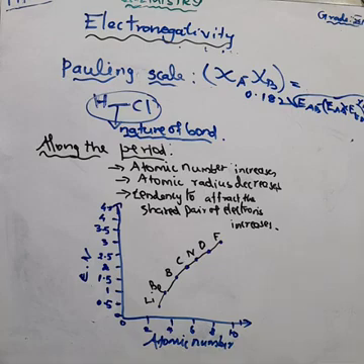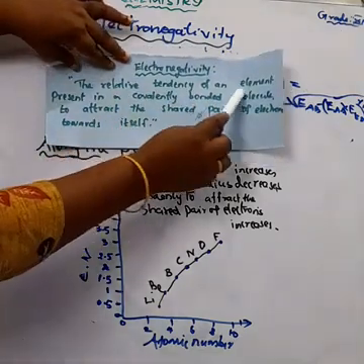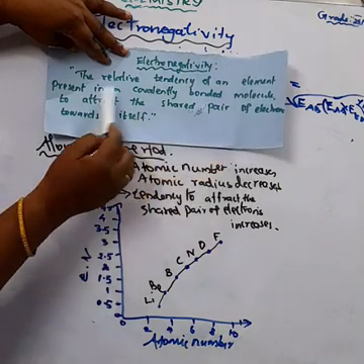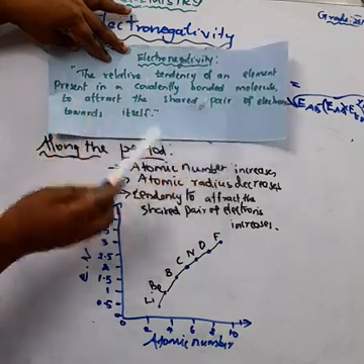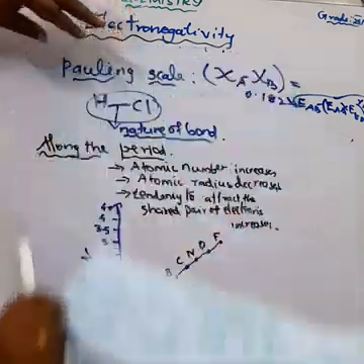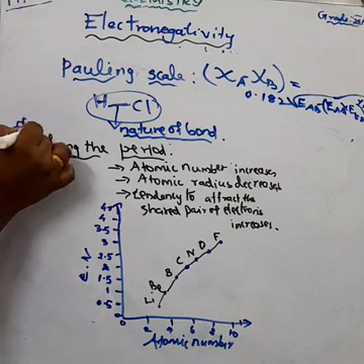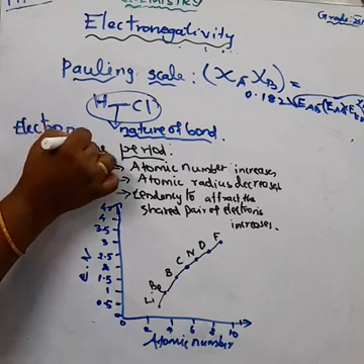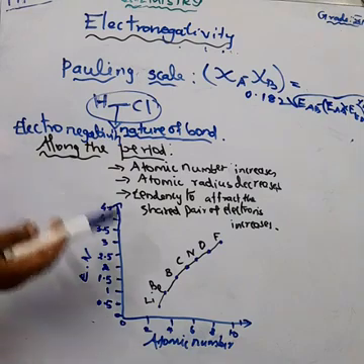Okay, so what do you mean by electronegativity? Important question, a 2-mark question. Electronegativity is defined as the relative tendency, the ability of an element present in a covalently bonded molecule to attract the shared pair of electrons towards itself. Okay, understood? And how does the electronegativity value vary along periods and along groups?